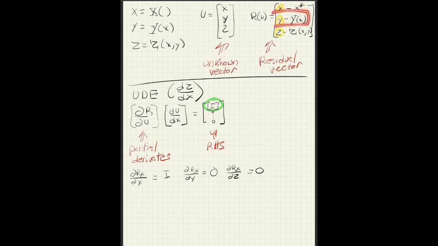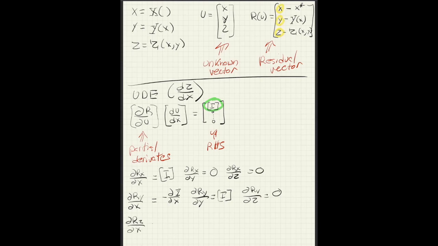So now we're going to look at the y residual. I can write those partial derivatives. dry dx is going to equal minus the partial of the y function with respect to x. dry dy is going to equal the identity matrix. And dry dz is going to equal 0, because again, you see there is no dependence on z in that residual.